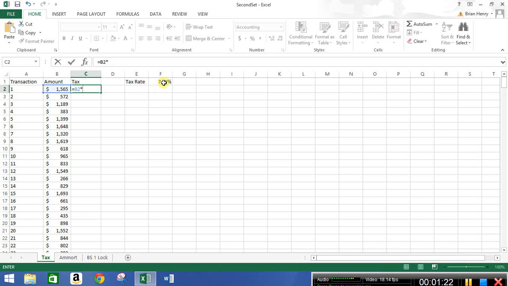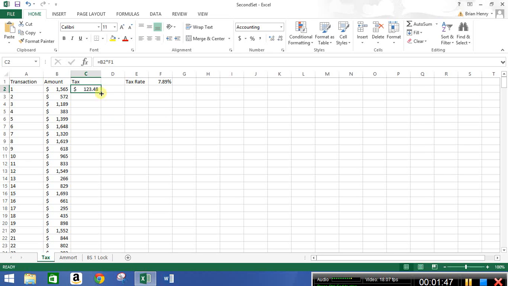And then I'm going to click on the tax rate here or arrow over to it. I think in that case the mouse is fine. But I just want to multiply B2 times F1, okay? And so that's going to tell me how much sales tax there should be on a $1,565 sale, okay? This isn't the most efficient way to replicate this formula. The cell references are good because they allow us to replicate things pretty quickly.